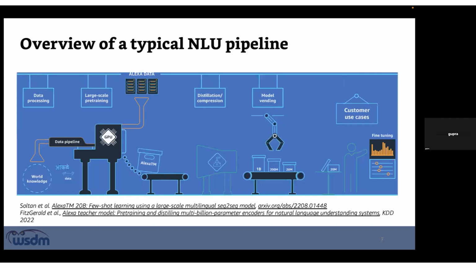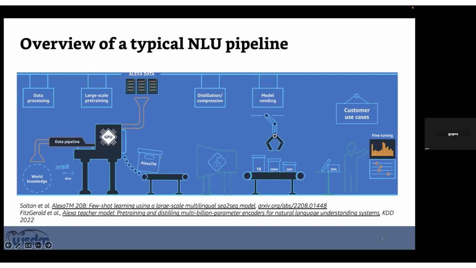When it comes to model build, here is a brief schematic that describes how models are built, particularly for NLU systems. We have again large sets of data. We typically build large foundation models. I'm using this example of Alexa TM here, which is a 20 billion parameter model that Alexa recently released. It's an encoder-decoder model, unlike the decoder-only GPT models. But this is something that we've been using, and it's also publicly available.